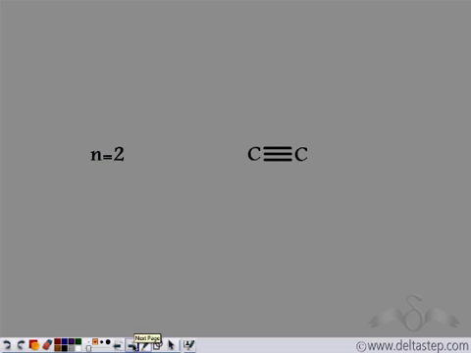Let's take n is equal to 2. The 2 carbon atoms are linked to each other by a triple bond. 1 space is only left, which is occupied by a hydrogen atom. Let's take n is equal to 3. So there are 3 carbon atoms. There is a presence of 1 triple bond. The remaining spaces are occupied by the hydrogen atoms. Keep in mind, each carbon atom forms 4 covalent bonds.